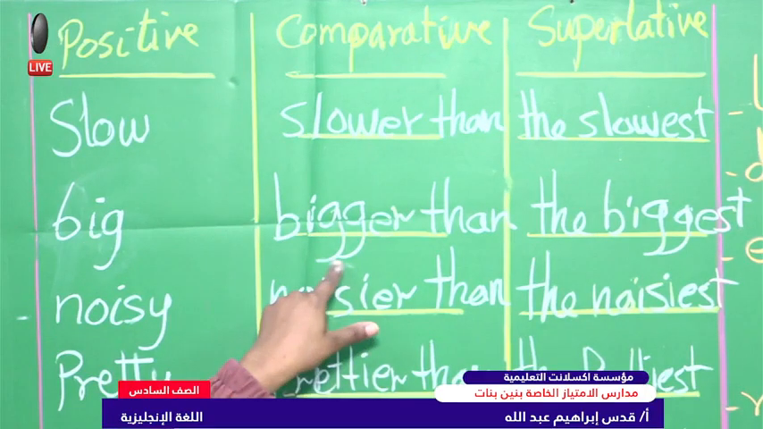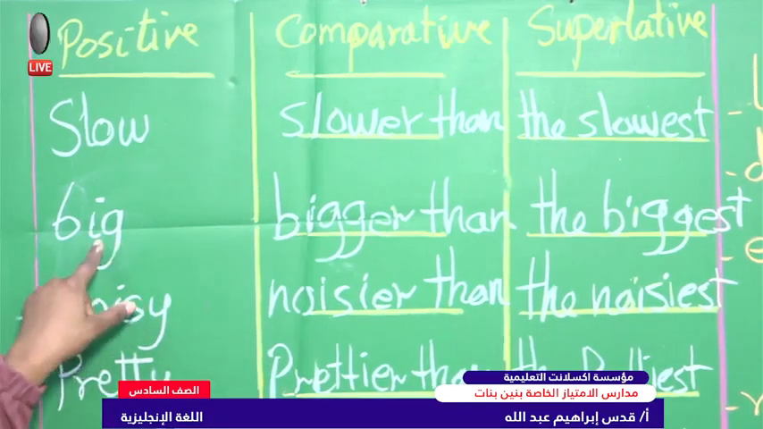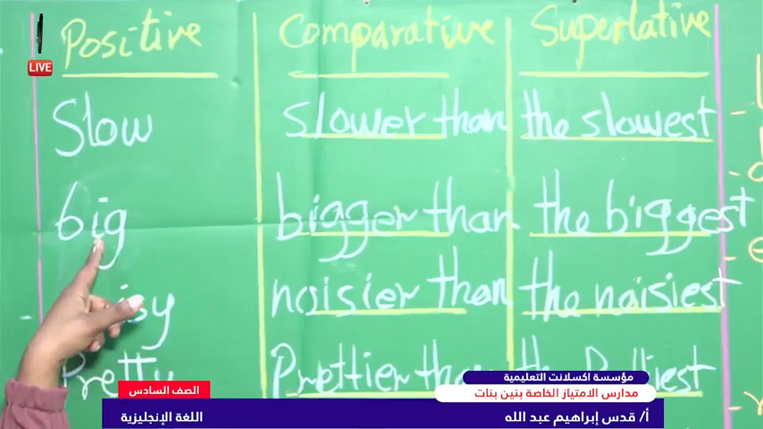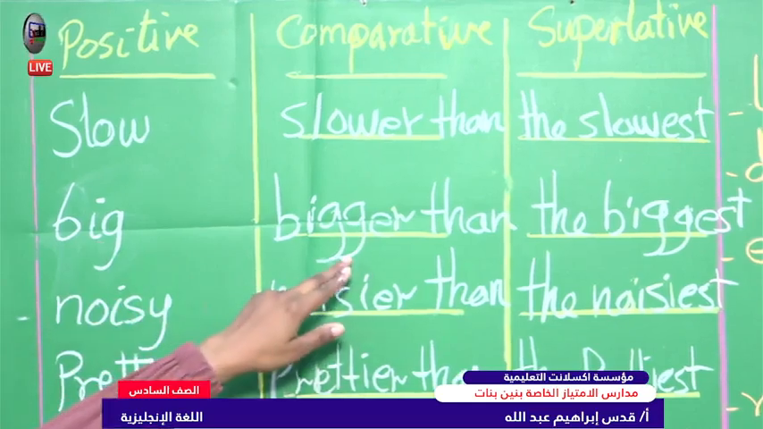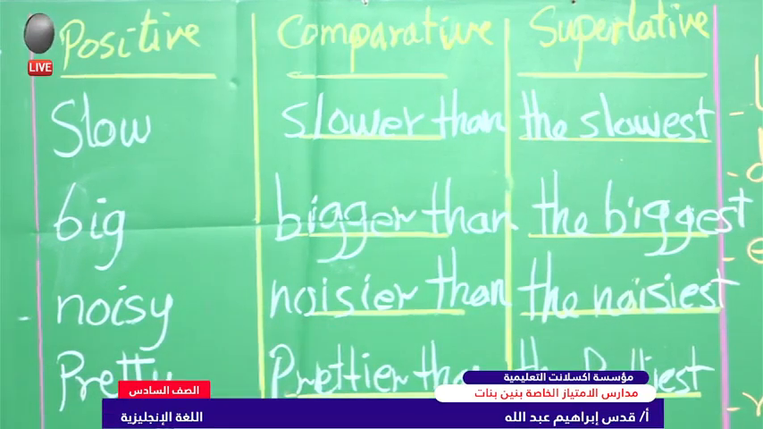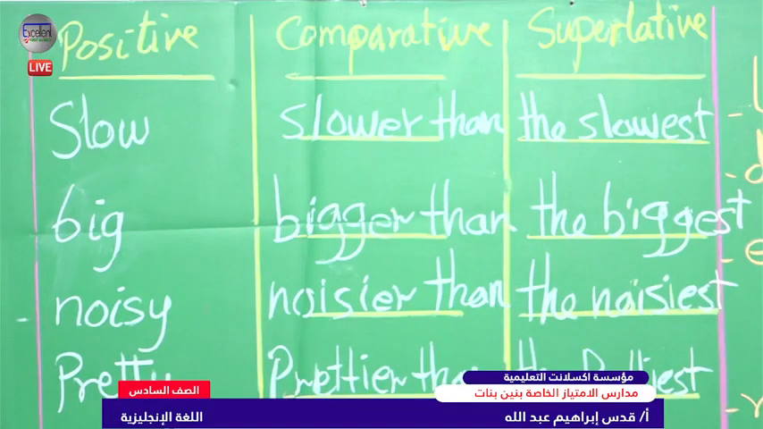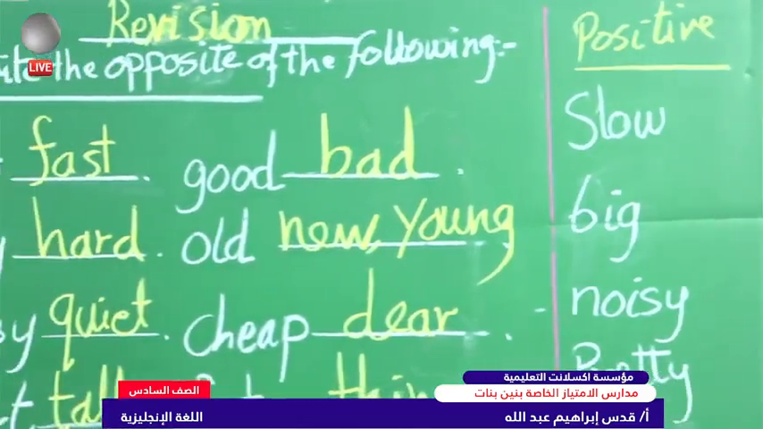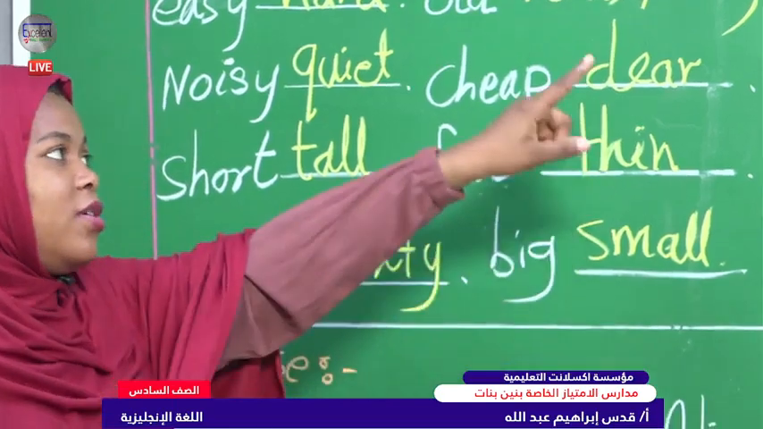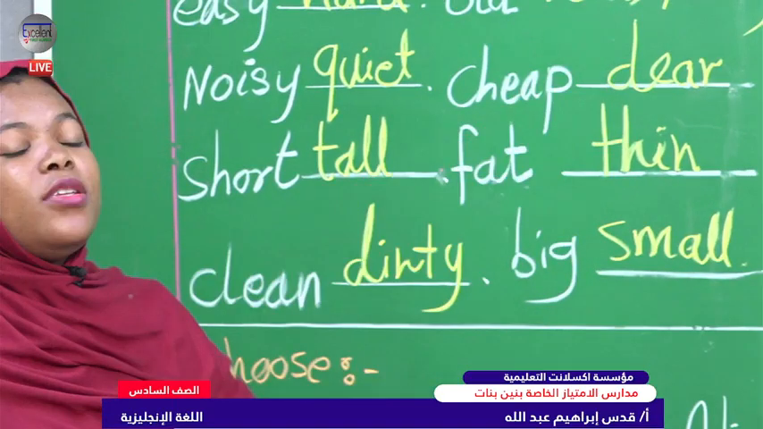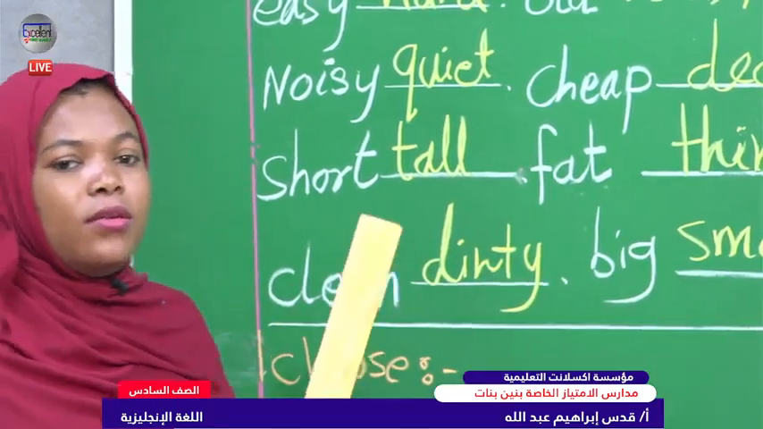And I have to notice here in big, I'm gonna double the G. بدبل حرف الجي. أي صفة عندي بتتكون من 3 حروف، وكان الحرف قبل الأخير vowel letter، زي big، أدبل الحرف الأخير. The same thing for fat. You see fat? Fat, 3 letters. الحرف اللي قبل الأخير كان vowel letter، فلما أجي أعمل comparative بدبل الحرف الأخير، fat حتبقى fatter than. دي برضو قاعدة الناس تركز عليها.